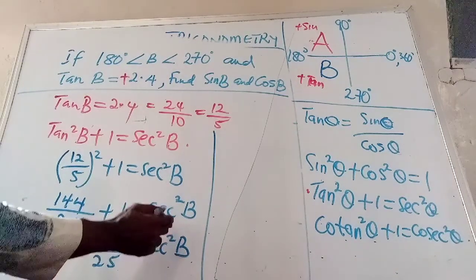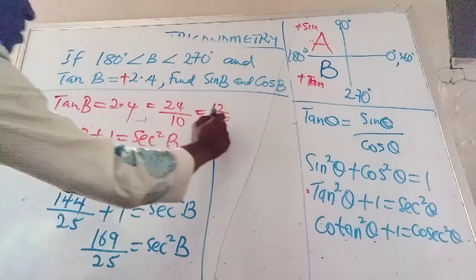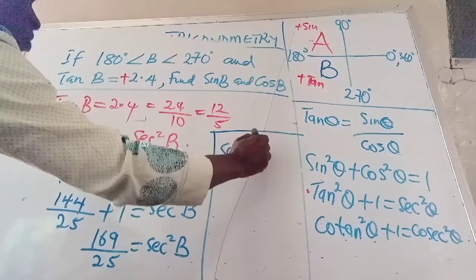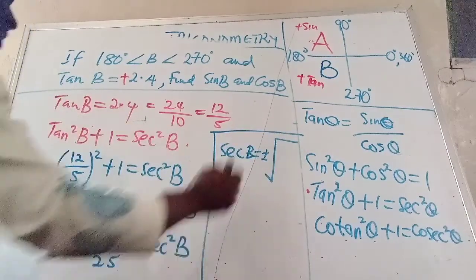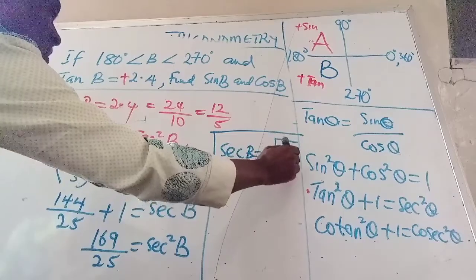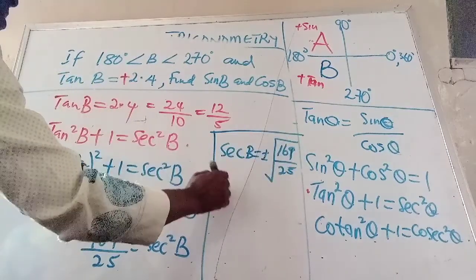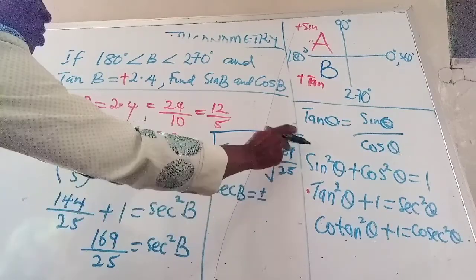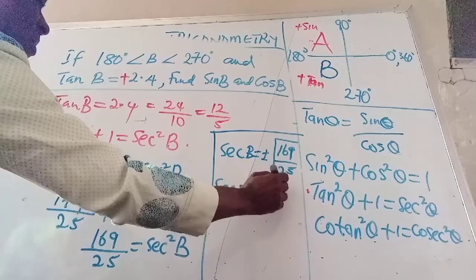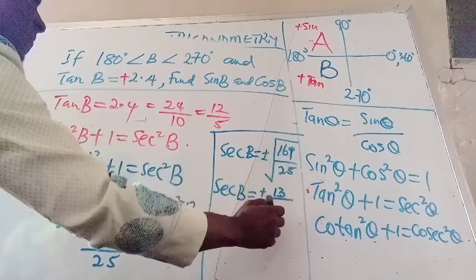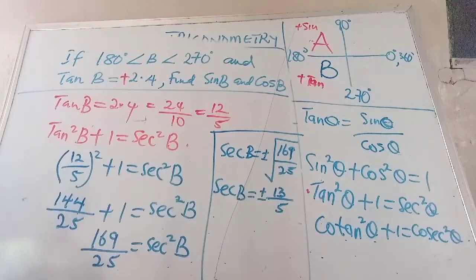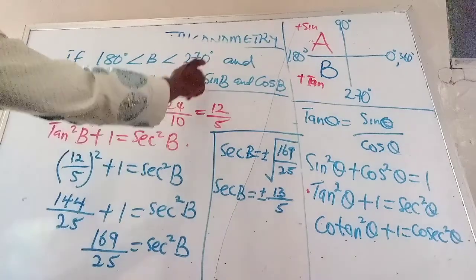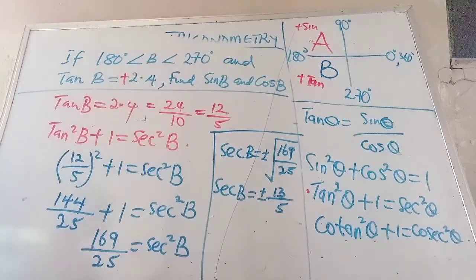So I want to remove the square here. That means I have to have square root here. Okay, that means secant of B will be plus or minus square root of 169 over 25. That means secant of B will be plus or minus square root of 169 is 13 and that of 25 is what? 5. But this is not our final answer because secant is not what we are looking for. We are looking for sine and cosine. So what do we do?